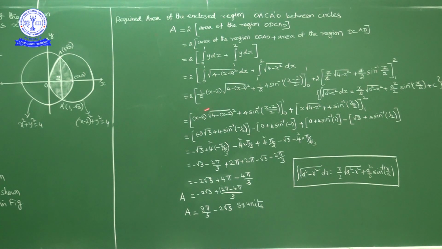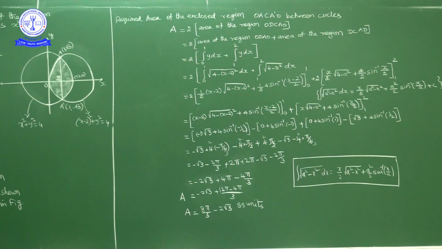Now the second integral, we are multiplying 2 here, so 2 into direct integration formula, square root of 2 square minus x square dx, that is x by 2 into square root of 2 square minus x square plus a square by 2, that is 4 by 2, into sin inverse of x by a, that is x by 2, lower limit 0, upper limit 2.